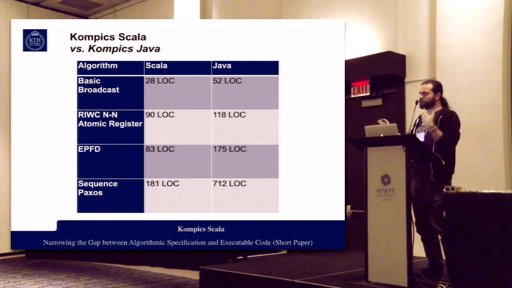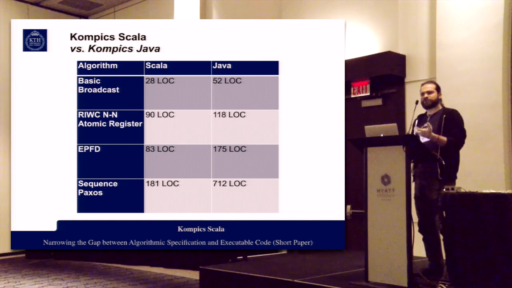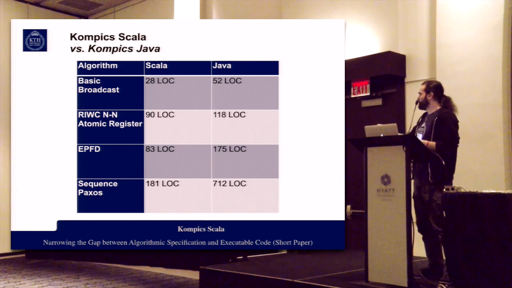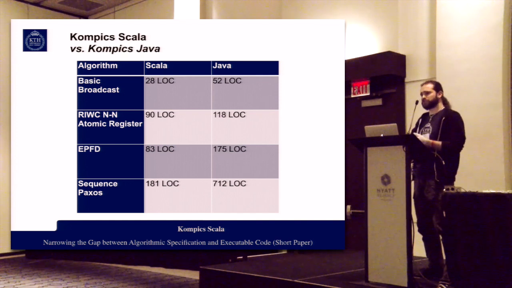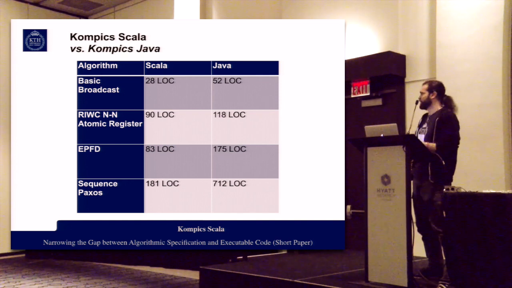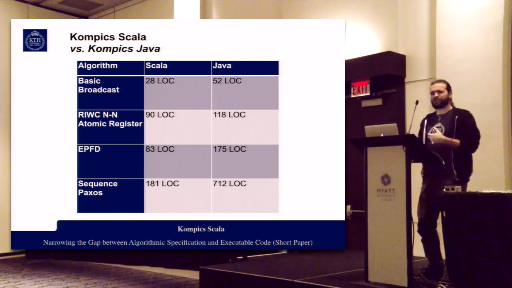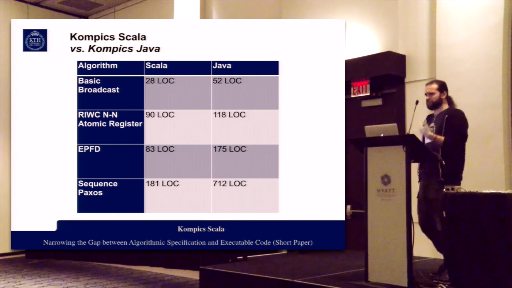So I just looked it up for a bunch of common distributed algorithms. It doesn't really matter if you don't know what they are. The point is that the atomic register has about 90 to 118 lines. It's actually not such a big difference, and the reason is that I didn't count the message definitions in here, which make up a huge part of these numbers. An eventually perfect failure detector is 83 lines in Scala, 175 lines in Java for something that is also actually pretty simple in terms of algorithms go.